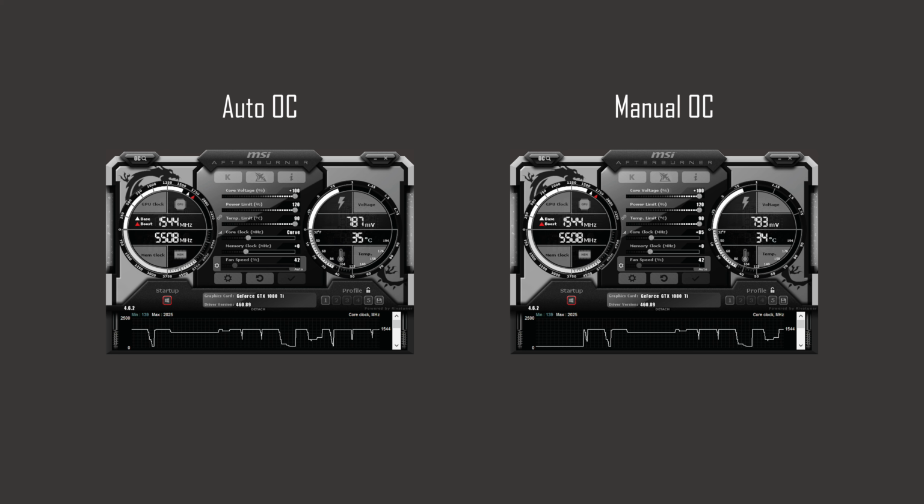based upon the usage. On the manual side of things, what I have done is kept all settings exactly the same, except given the core clock a numerical value of 85. This was the maximum value possible without the card crashing.